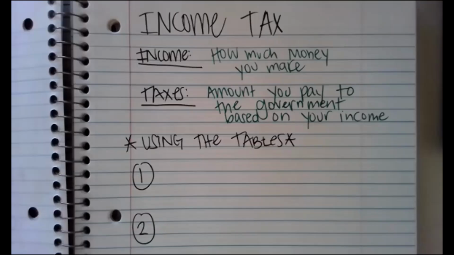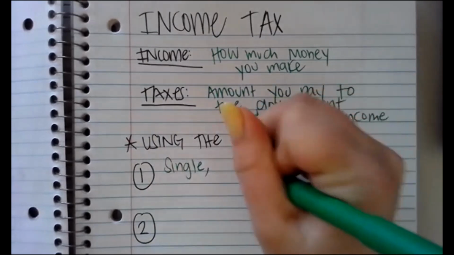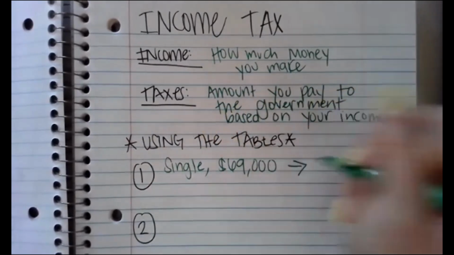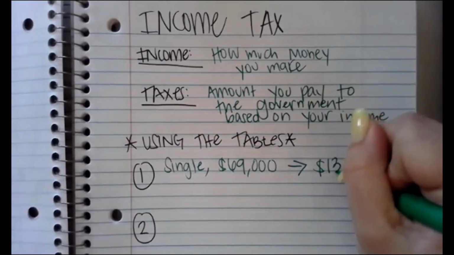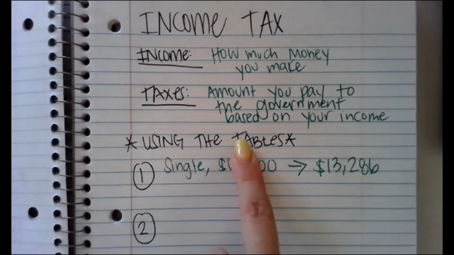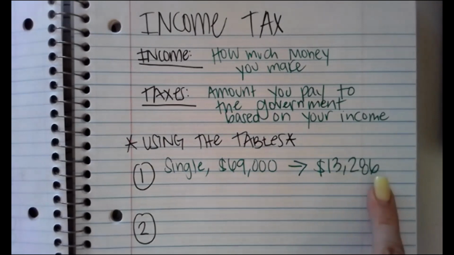So on example number 1, we're going to put: if you are single and earning $69,000, you have to pay $13,286 according to the table. Okay, so according to the table, if you're single and you earn $69,000, you have to pay $13,286.